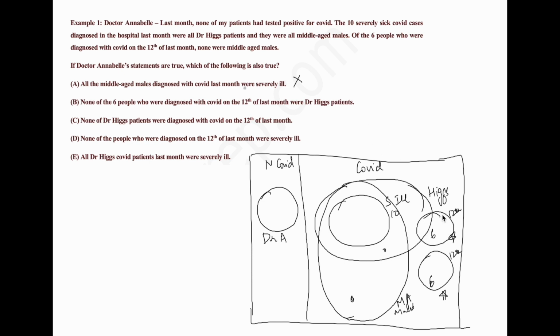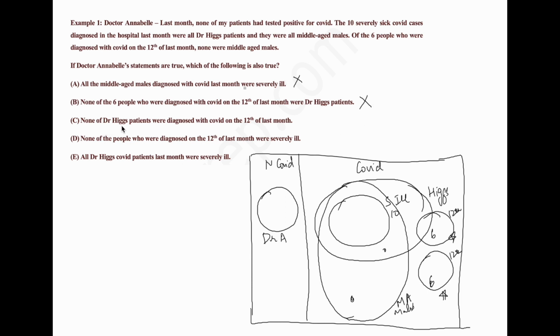As we discussed, this circle could have an intersection with Dr. Higgs, or it may not have an intersection. All we know is that this circle does not have an intersection with the middle-aged male circle. That is all. But it could certainly have an intersection with Dr. Higgs' circle. So then this is also not necessarily true.